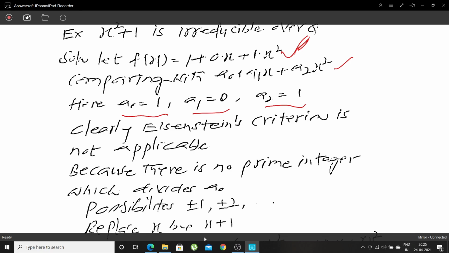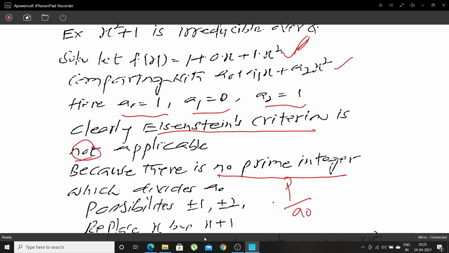Clearly, the Eisenstein criterion theorem is not applicable. You may ask, why, sir? The answer is very simple. Because we will not see any prime number. There is no prime number which divides a naught. That means I want p divides a naught. Clearly, the theorem is not applicable because we will not see any prime integer. That means there is no prime integer which divides a naught.